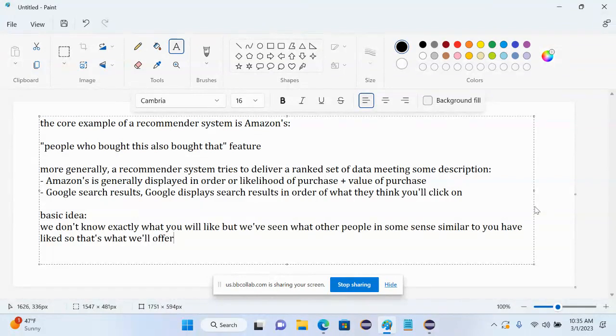Or Google search results. If you have a search query that is pretty common, like what are the show times for the new Quantumania movie? Google's got a lot of people looking at search results for that. If you enter that search query, Google says, well, we don't know exactly what you will like, but other people who've put the search in have looked at this stuff, so that's what we're going to give you. Okay, that's the basic idea with recommender systems.